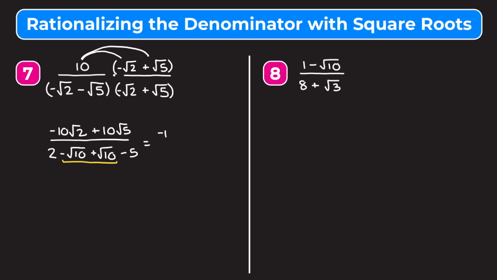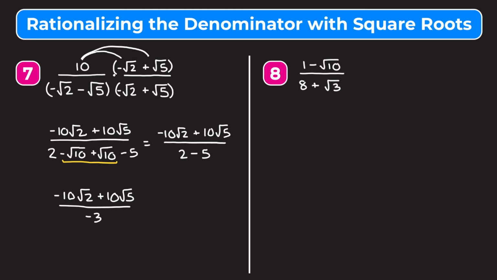So on the top, we still have negative 10 root 2 plus 10 root 5. And on the bottom, we are left with 2 minus 5. And now we just want to simplify the bottom. So I'm going to keep the top as it is. And on the bottom, 2 minus 5 is negative 3.